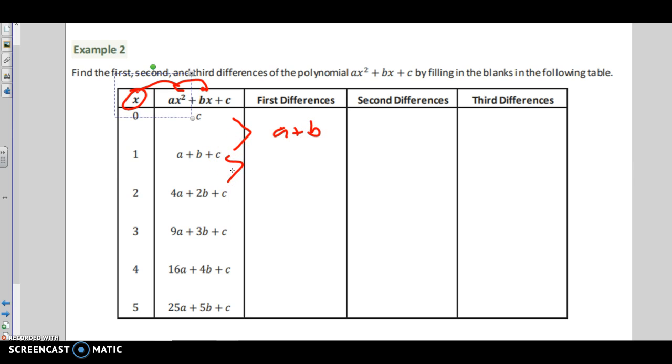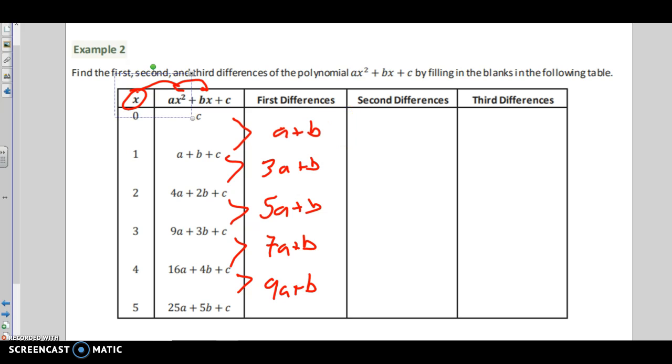Again, the c's will cancel, but this time I will have 3a plus b. The c's will cancel again, but this time I'll have 5a plus b, and then 7a plus b, and hopefully you can see a little pattern forming. 9a plus b. So those are not the same. So we know the first difference confirms linear. Let's see what confirms quadratic.